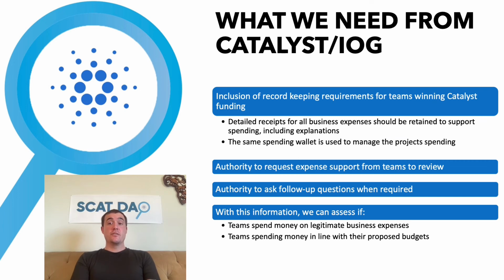So in order to get this done, we're going to need to work closely with Project Catalyst to implement a few changes and grant us the authority to do this work. We need to include record-keeping requirements for teams winning Catalyst funding. Specifically, that detailed receipts for all business expenses should be retained to support spending. We need to include a requirement that all teams provide expense support each quarter. We need to be granted authority to ask follow-up questions when required. With this information, we can assess if teams are spending money on legitimate business expenses.